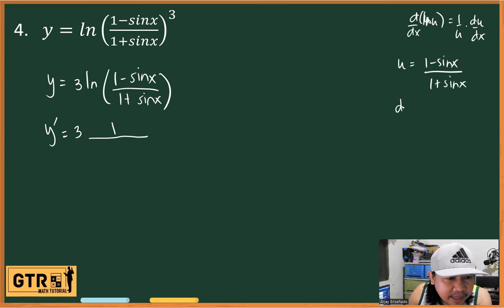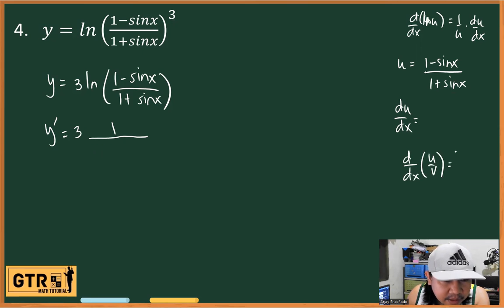Okay? So for the derivative of u with respect to x, we will use the quotient rule, because we have 1 minus sine x over 1 plus sine x. So apply the quotient rule. For u over v, the formula is v times u prime minus u times v prime, all over v squared. So apply that.